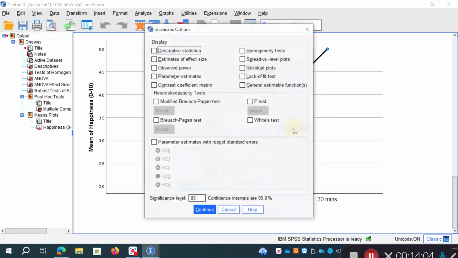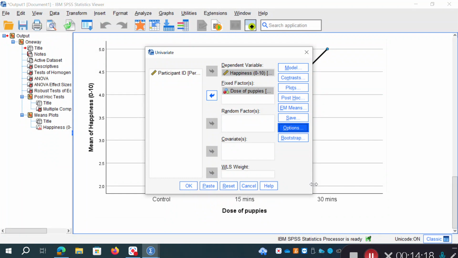If I click on options, we'll ask for descriptives. Estimates of effect size will give us partial eta squared, and because we've got an independent groups design, we'll ask for homogeneity tests. That will give us our Levene's test as well. Click continue, and the last thing we'll do is select a post-hoc test.